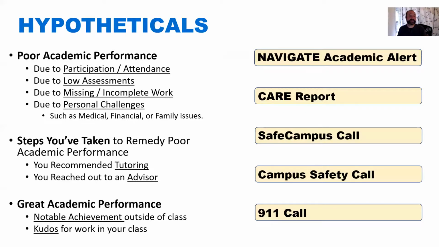And then steps you've taken, right? So did you connect them with tutoring? Did you reach out to an advisor? And academic alerts aren't always just for poor academics, right? So they could have great performance. They could be doing some really cool things in your class. They could have gotten a great scholarship. These are times to use notable achievement and the kudos, just so you're looping in the advisors and UW-Bothell in general about what awesome students you have, right?